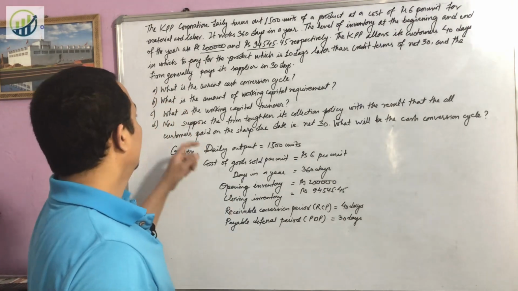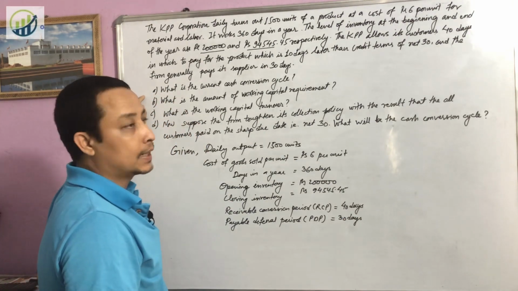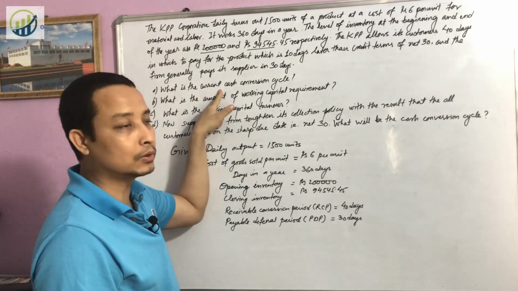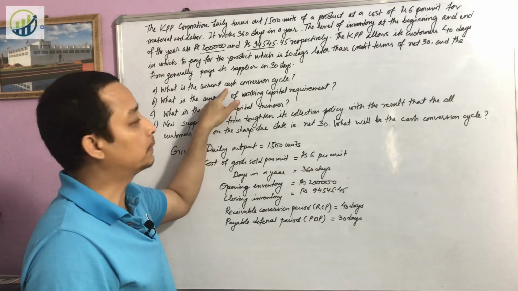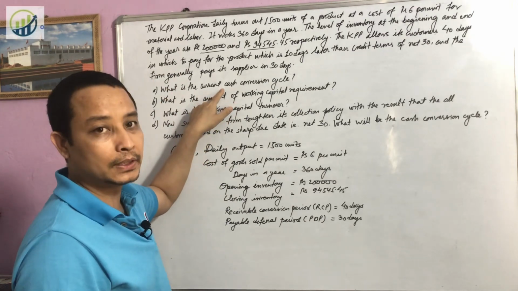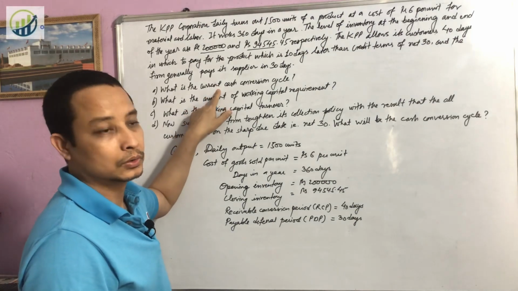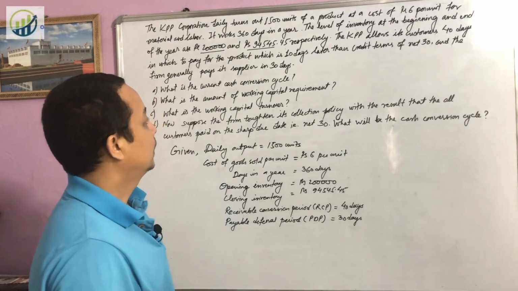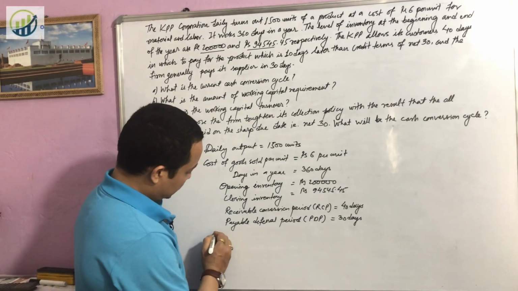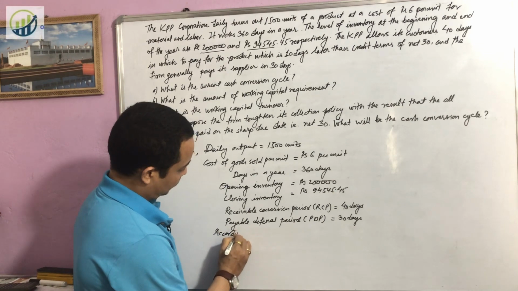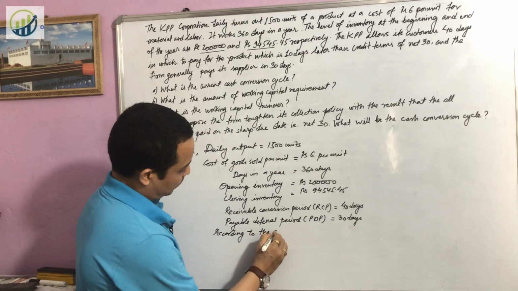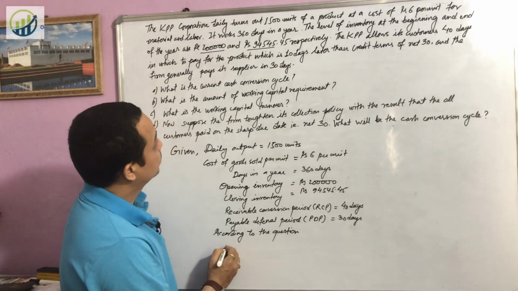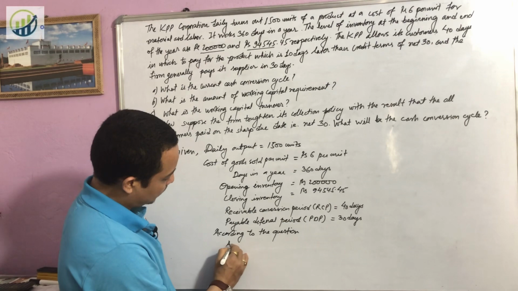So here in the first you have to find current cash conversion cycle. To find current cash conversion cycle you have to find inventory conversion period, and to find inventory conversion period you have to find average inventory and cost of goods sold. So here now first let's find the average inventory. So now according to the question, here you have to first find the average inventory.